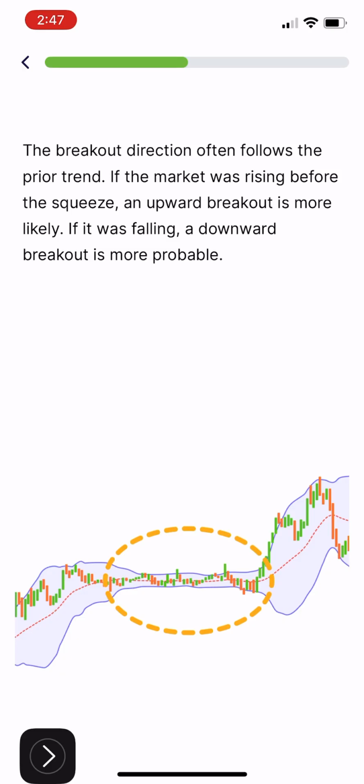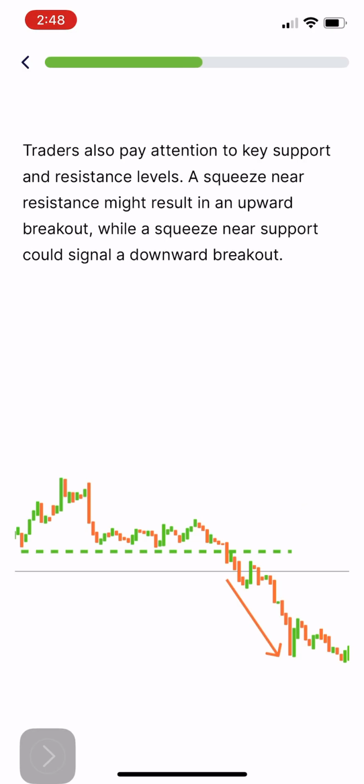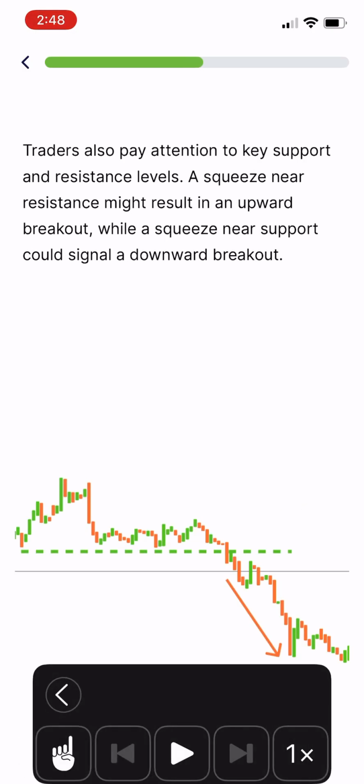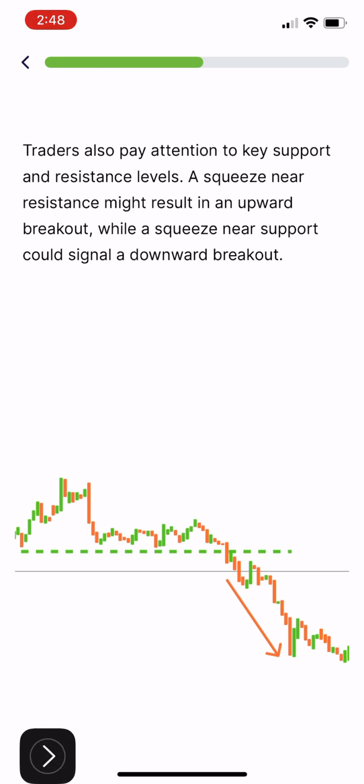The breakout direction often follows the prior trend. If the market was rising before the squeeze, an upward breakout is more likely. If it was falling, a downward breakout is more probable. Traders also pay attention to key support and resistance levels. A squeeze near resistance might result in an upward breakout, while a squeeze near support could signal a downward breakout.